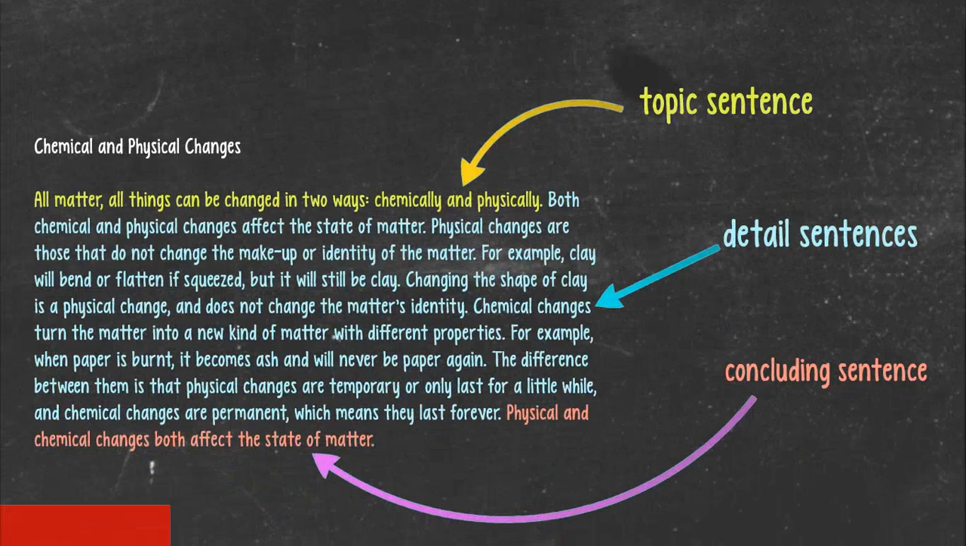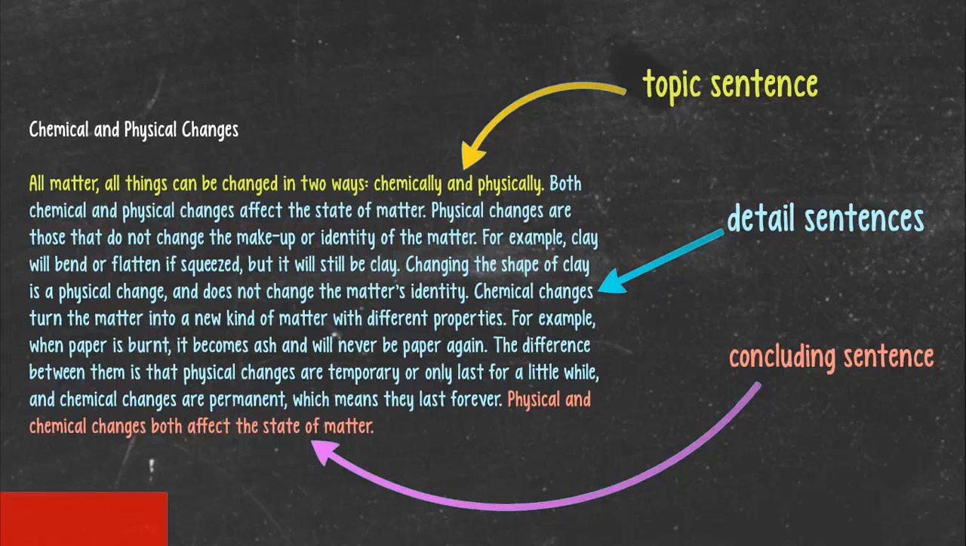So if I were thinking about the three types of sentences, that first sentence, all matter, all things can be changed in two ways, chemically and physically, that's my topic sentence. I'm telling you what the whole paragraph is going to be about, chemical and physical changes. Most of it, like 90% of this paragraph, is just details. It's actually teaching me about chemical and physical changes. And then that last sentence, physical and chemical changes both affect the states of matter, sort of sums up all of the things we've learned in that paragraph and leaves me with the most important ideas so that I remember them as I go away.